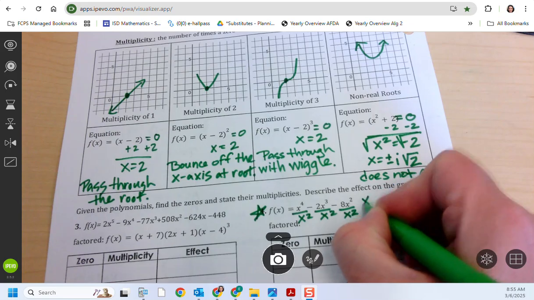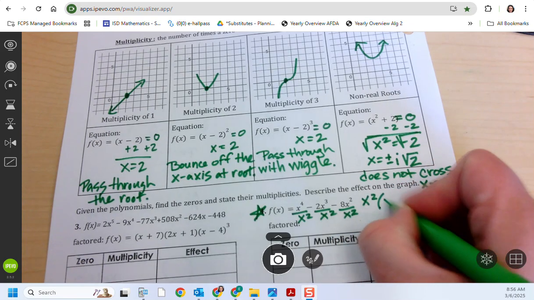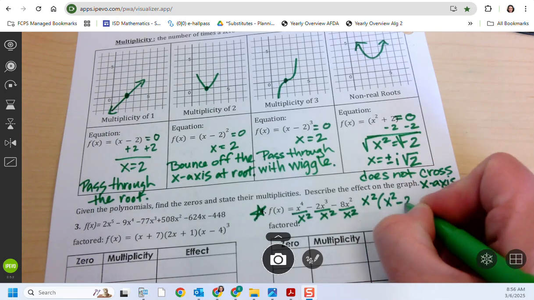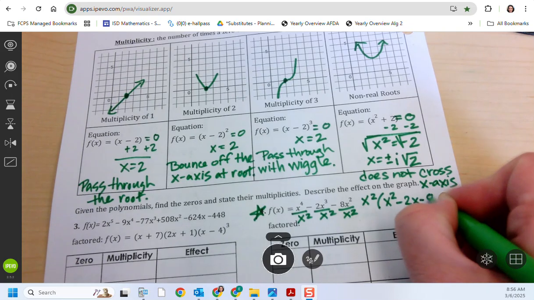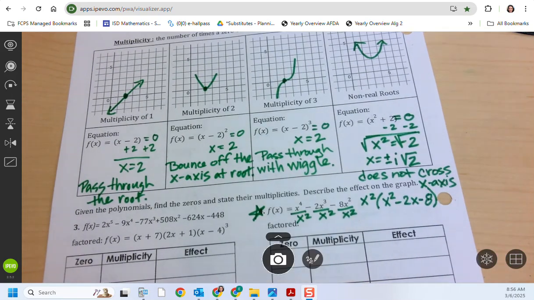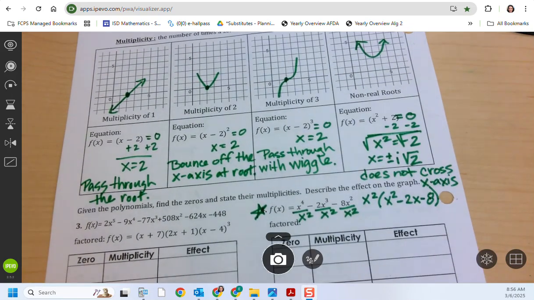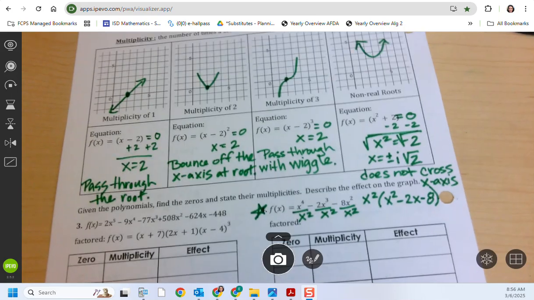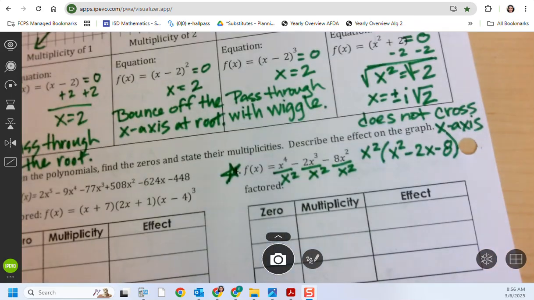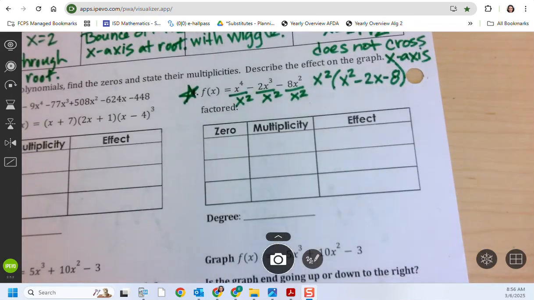So I'm going to put the x squared on the outside, and then I have x squared minus 2x minus 8. Okay, and I know that it's really hard to see that. Let me fix it for you. And then I need two numbers that multiply to negative 8 and add to negative 2. And if you think of them, tell your neighbor.